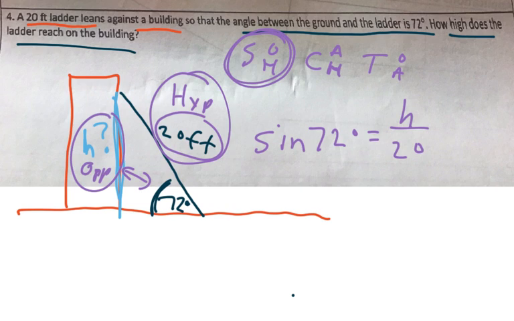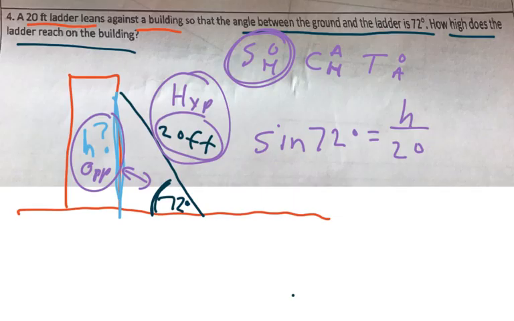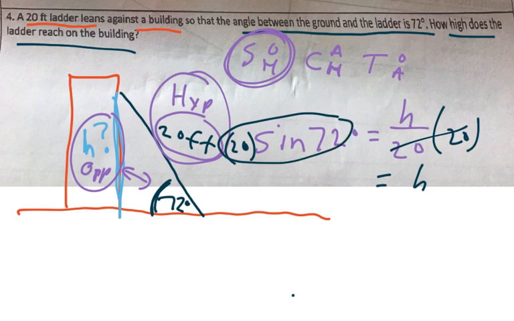So from here on, guys, all I need to do is use a calculator, right? I know that the sine of 72, let me just set it up here. So notice that all I need to do now is multiply both sides by 20, and I'm going to get the height, right? So basically, I'm just going to take 20 times the sine of 72.